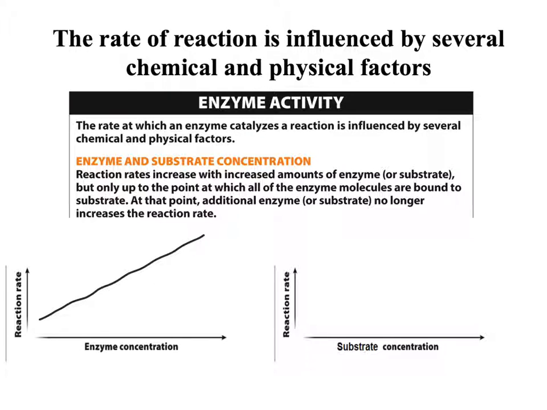We can also look at the substrate concentration. So how much reactant is there for the enzyme to work with? As we add more substrate, we're going to see that the rate of reaction will increase for a time, but eventually it levels off at a maximum rate. This peak or maximum rate occurs because at that point all the enzymes are busy. At that point, the reaction cannot go any faster.